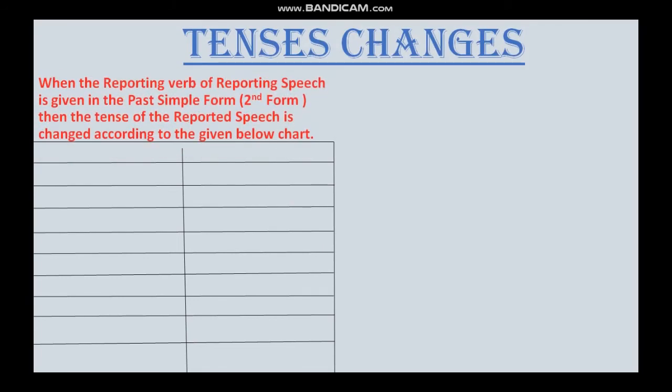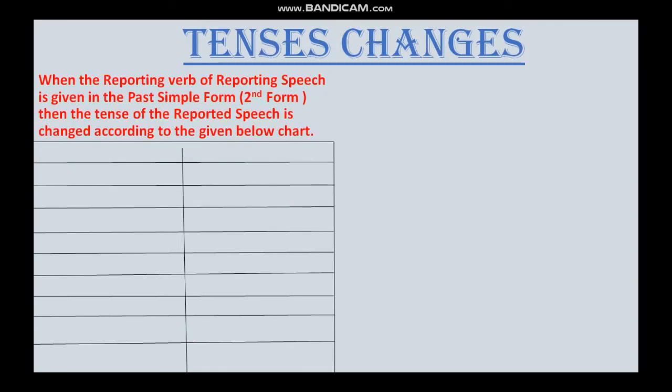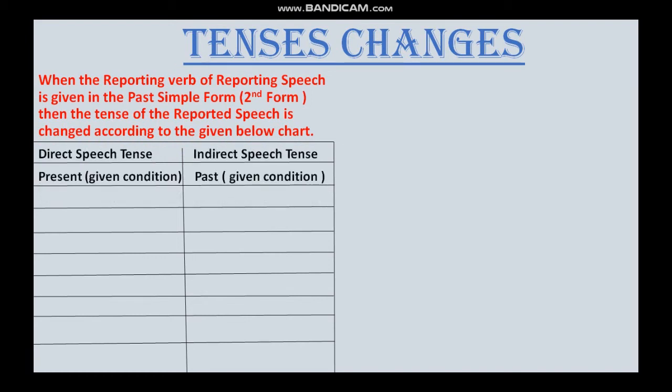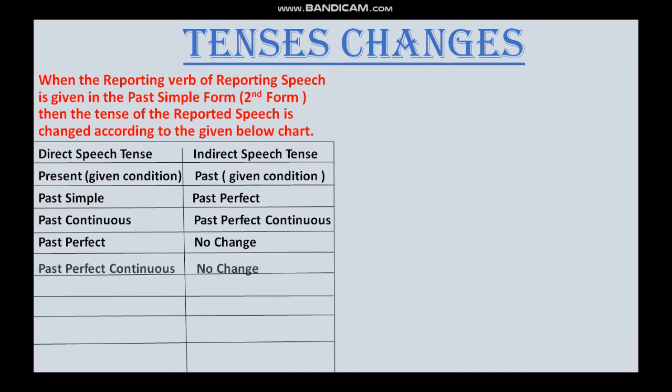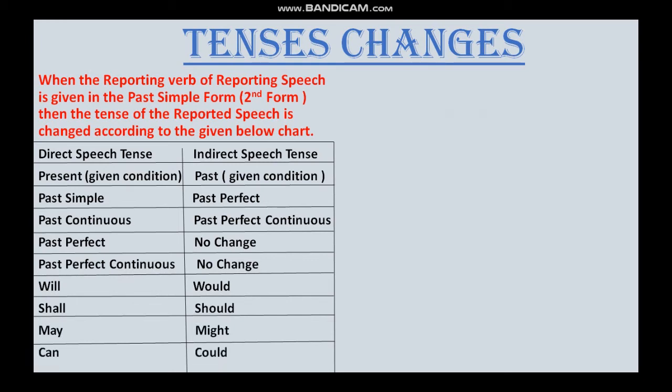Okay students, now I move towards tense changes. So students, if we are given the second form in the reporting speech, then we change the tenses of the reported speech according to the given condition. Present into past, past simple into past perfect, past continuous into past perfect continuous, past perfect no change, past perfect continuous no change, will into would, shall into should, may into might, and can into could.